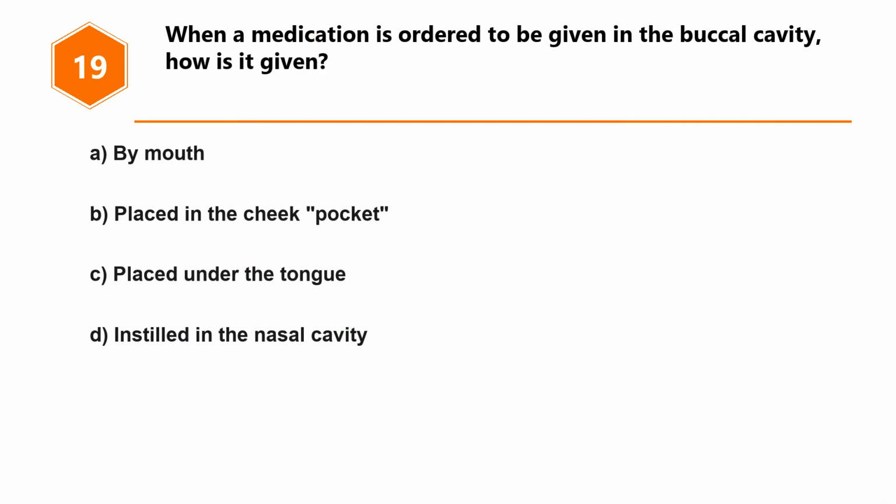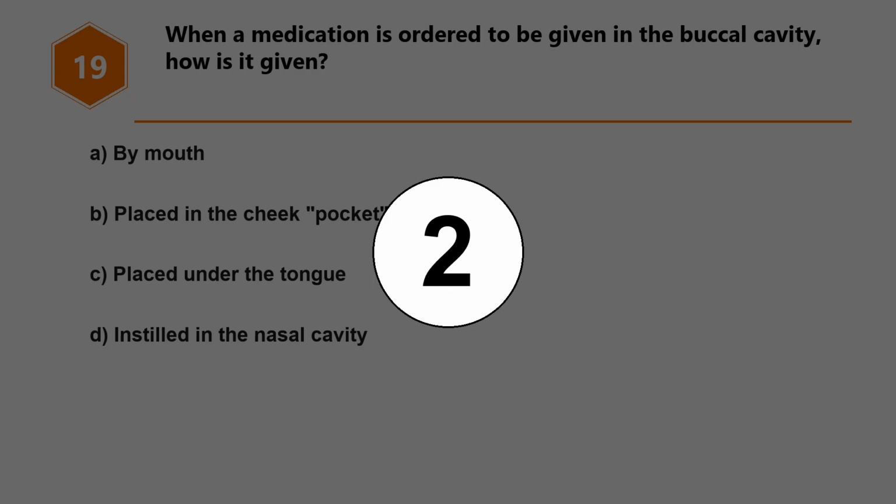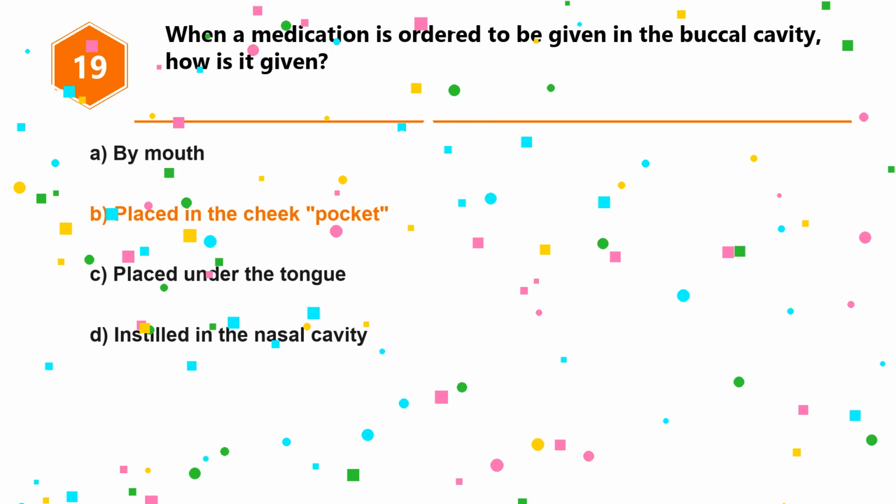Question 19. When a medication is ordered to be given in the buccal cavity, how is it given? Option A. By mouth. Option B. Placed in the cheek pocket. Option C. Placed under the tongue. Option D. Instilled in the nasal cavity. The correct answer is option B, placed in the cheek pocket.